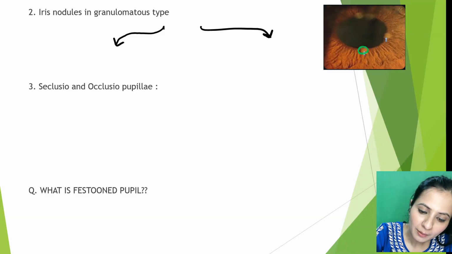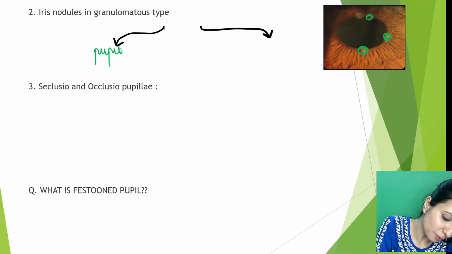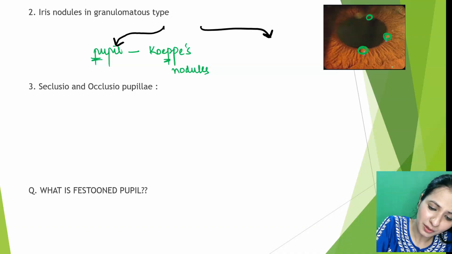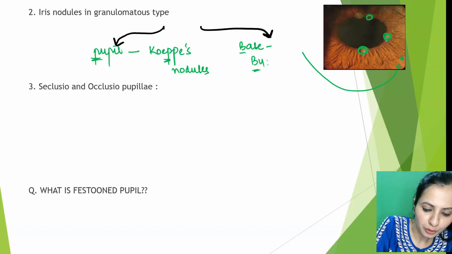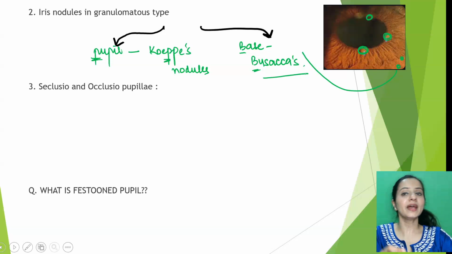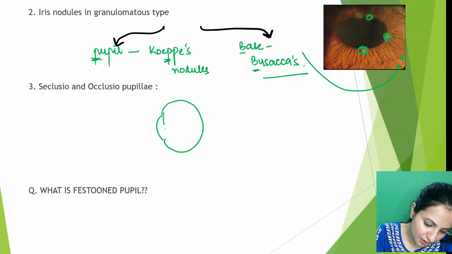Okay. Now, looking at other signs which we see on iris, we can see two types of nodules. This is the pupillary border. The ones present on the pupillary border are P for pupil, P for Koeppe's nodules. And the other ones that are present on the base or the root of the iris, B for base and B for Busacca's nodules.